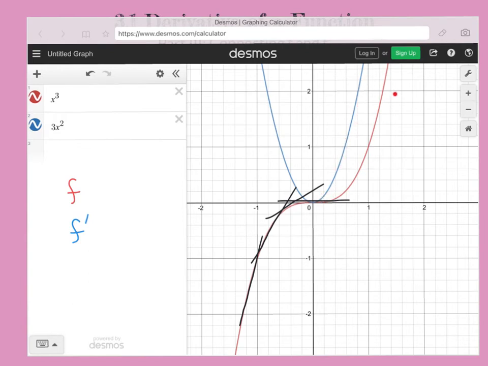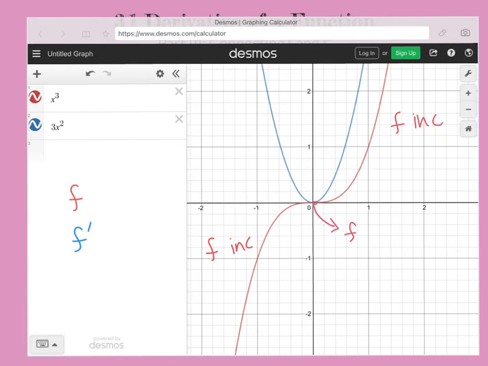If we look to the right here, what is our original function doing? The tangent lines that we could draw here would have a pretty small positive slope, and then the tangent lines get steeper and steeper, meaning their slopes would be larger positive numbers. So we can clearly see that f is increasing here, and f is increasing here, and here f is neither increasing nor decreasing. That's like a turning point.